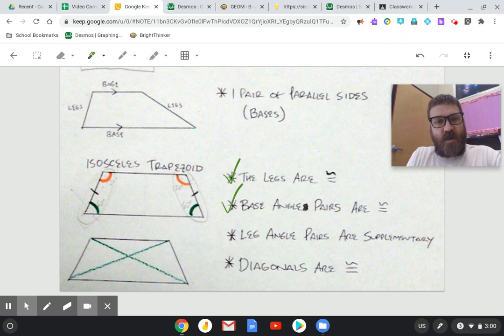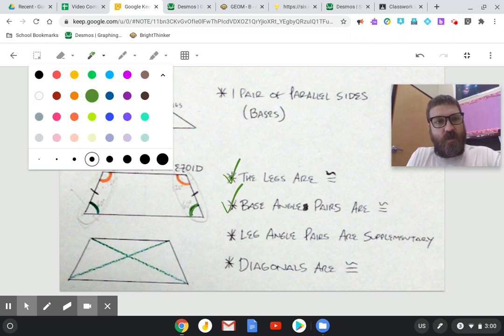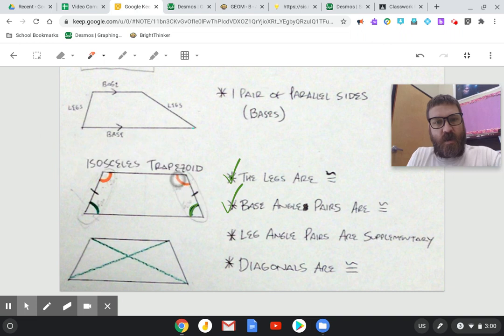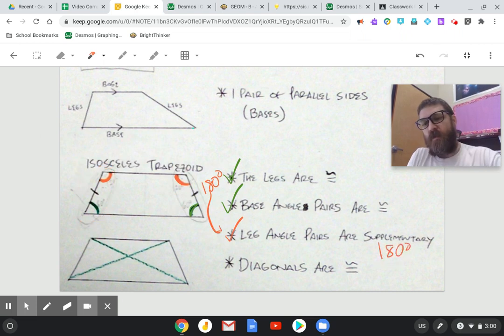Not only that, if I take one of the green angles and one of the orange angles and I add them up, they add up to 180 degrees, also known as supplementary. So these pairs of angles on the side, here and here, are supplementary. Again, remember that means that they add up to 180 degrees.